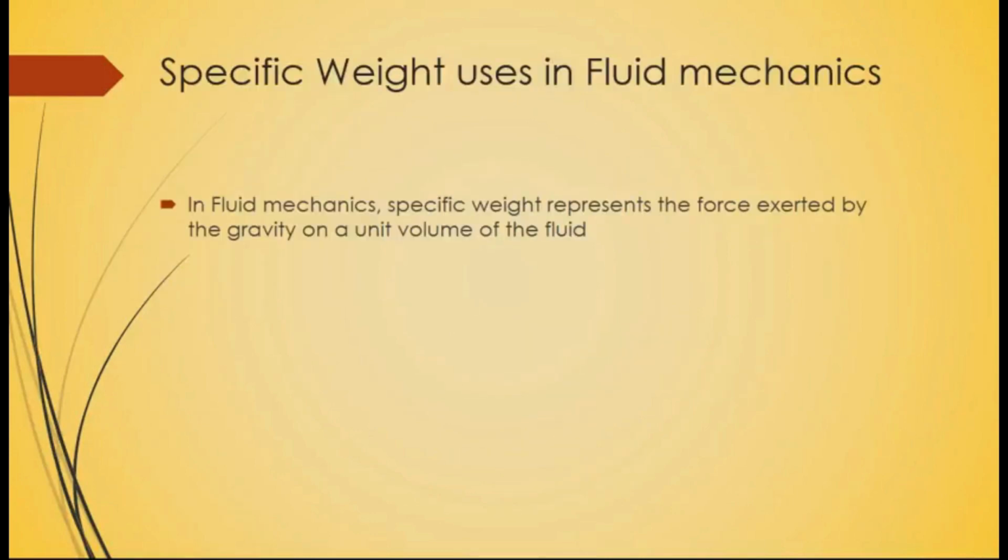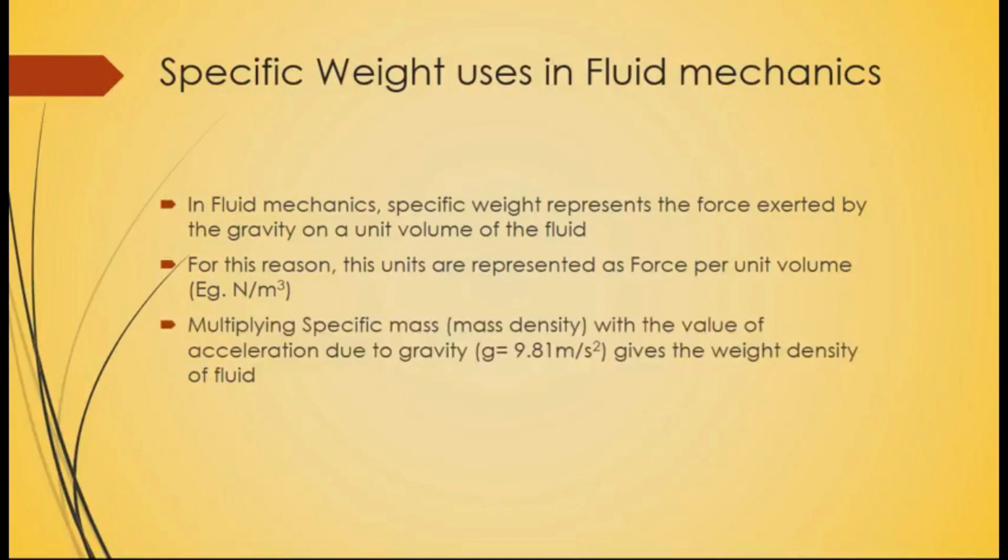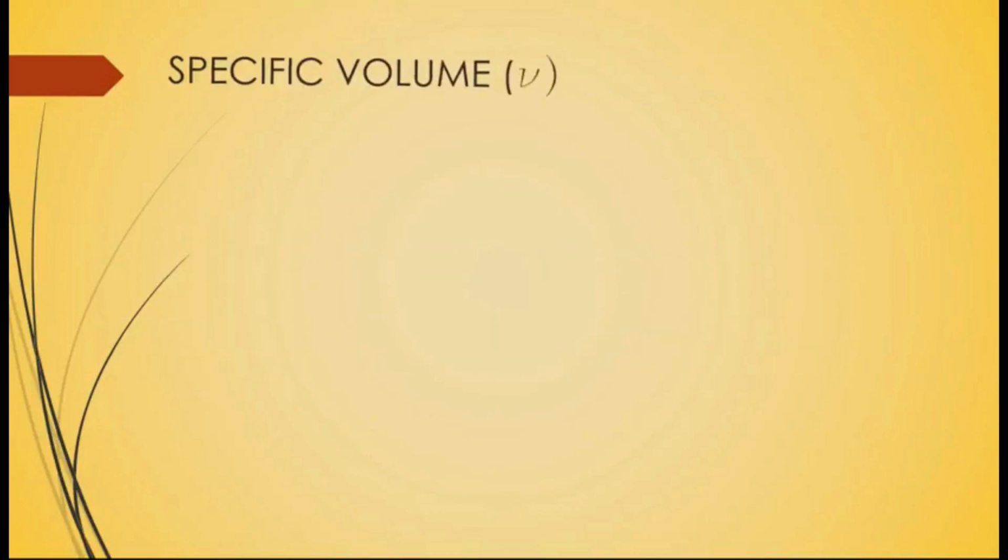And what are the uses of specific weight in fluid mechanics? In fluid mechanics, specific weight represents the force exerted by gravity on a unit volume of fluid. So mass is a constant, it will not change anywhere, but weight will change according to the planet. Our Earth is having some gravity, and its acceleration is 9.81 meter per second squared. So we are measuring the mass by virtue of gravity. Mass, which is under the influence of gravity, is actually weight, and we call it force. So that is why we are representing it as Newton per meter cube.